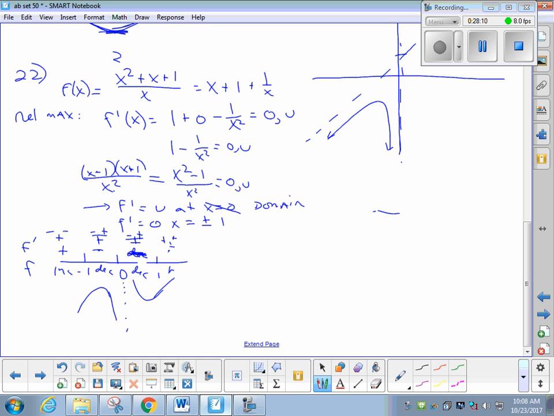So answering the question, where's the max? Where do I go positive to negative on the derivative? That's at negative 1. Do they say what is the maximum? They want coordinates. So I have a max at negative 1. Here's the original function. At negative 1, I'm looking at 0 minus 1, so negative 1, because f prime changes from positive to negative.